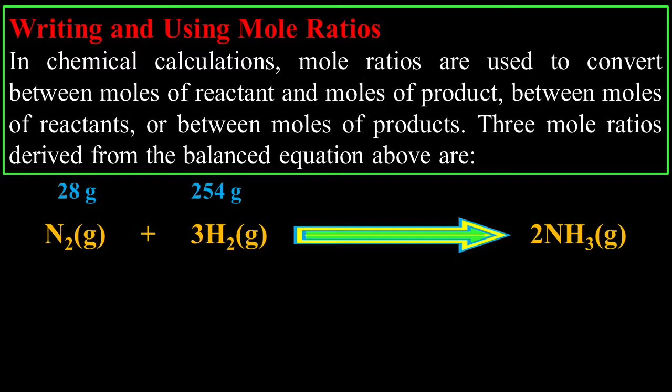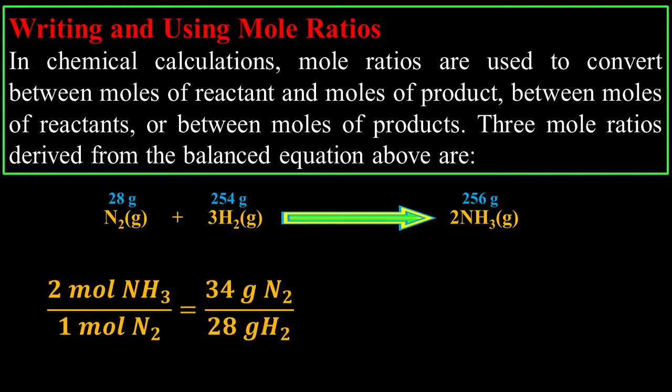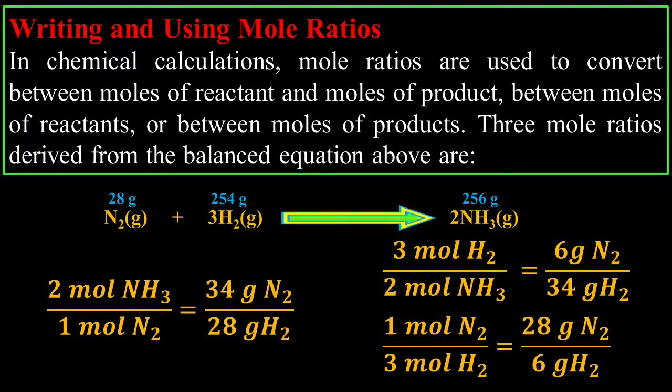Okay, here we go. Now we're setting things up with the stoichiometric masses, and now we're going to look at the various mole ratios that can exist as a result of that equation. So I have 2 moles of ammonia per 1 mole of nitrogen. That equals 34 grams over 28 grams, or you could flip that. 3 moles of hydrogen over 2 moles of ammonia equals 6 grams over 34 grams. Or you could say 1 mole of nitrogen over 3 moles of hydrogen, which is 28 grams of nitrogen over 6 grams of hydrogen. So those are the ratios that you can form when it comes to this particular equation, and they're constant ratios. In other words, the masses that I wrote in are constant. They will never change ever.